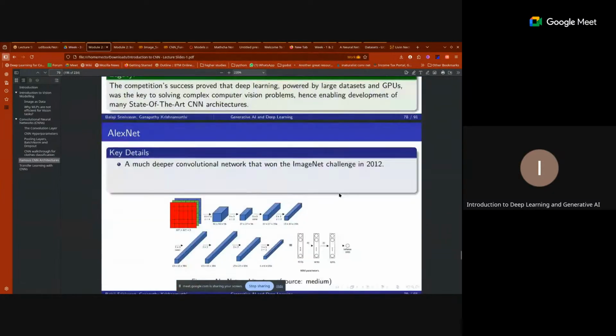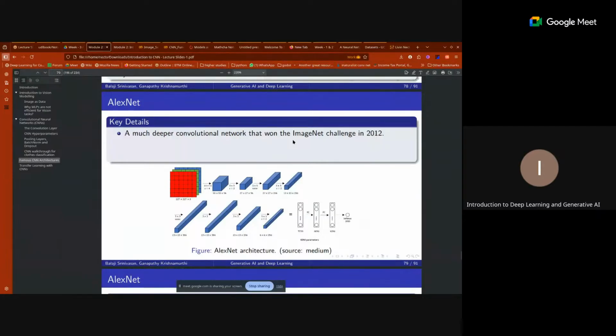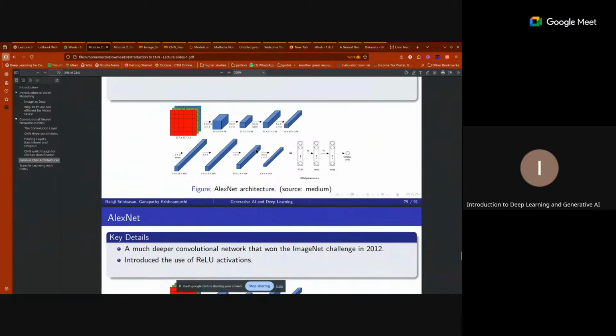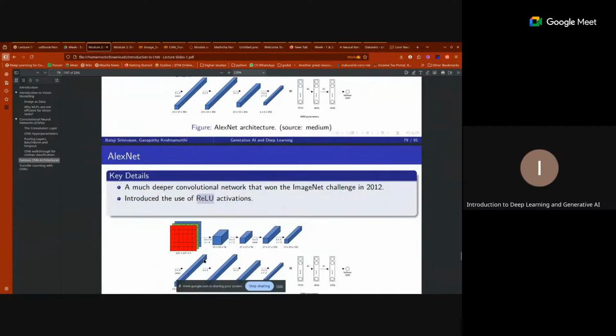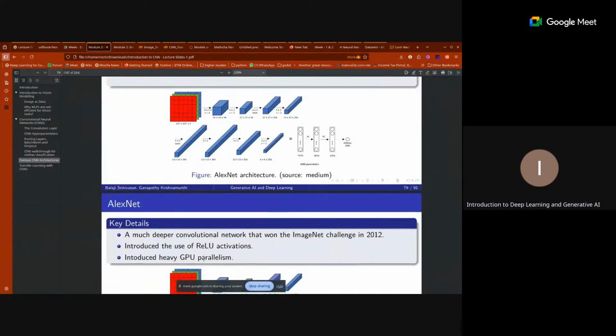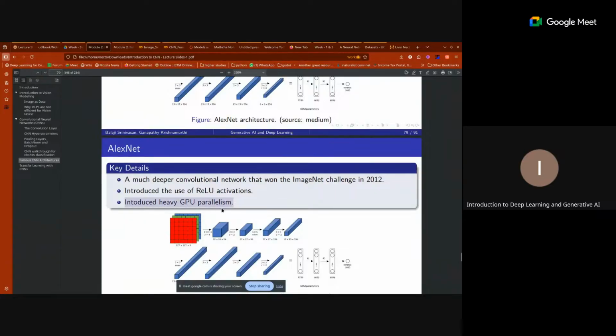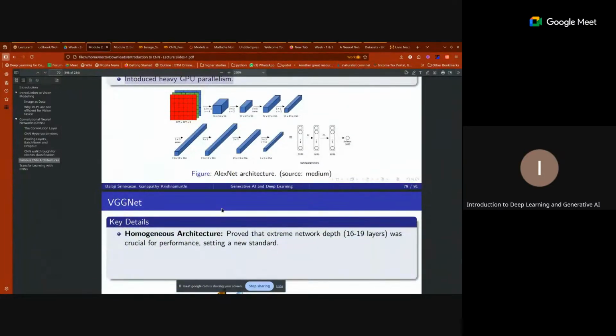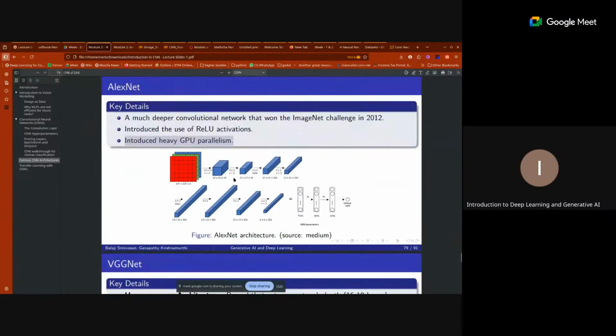This was the first architecture in the ImageNet challenge that used a convolutional neural network, and it also used GPUs for training, right? This is also the architecture that introduced the use of ReLU activations, and it won the challenge. It introduced GPU parallelism. The basic idea is using different filters that you can see here. It's just an architecture that you can see.